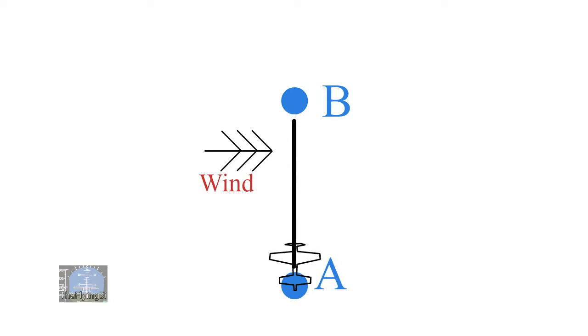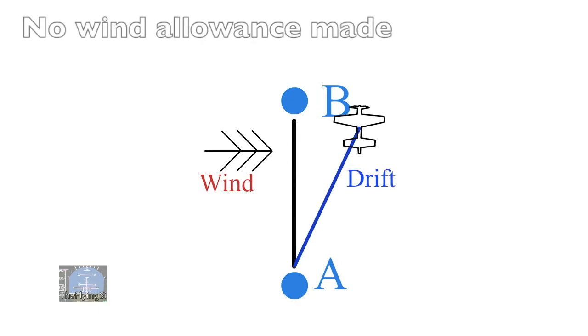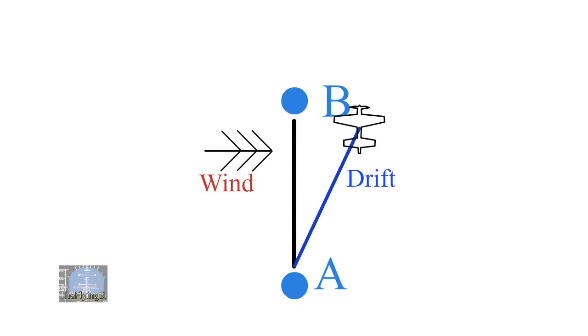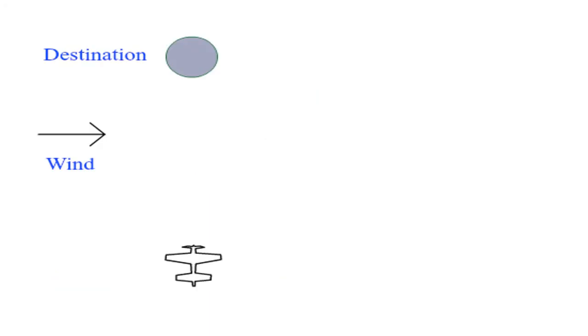But just look what happens if we point the aeroplane at point B and just fly straight ahead, doing nothing. Well, as you can see, we don't end up at point B. We end up somewhere very different, and it's not really the best way to get somewhere. So what do we do about this?